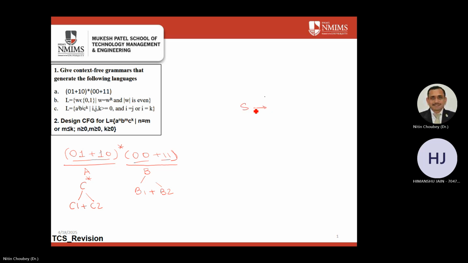So let's start constructing the grammar for this. S gives A B, which is nothing but the concatenation of two variables, A concatenated with B, where A is nothing but what? Either 0 1 or 1 0 and its whole star. That means it can repeat: 1 0 A like this or 0 1 A.